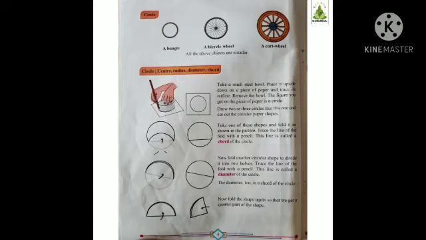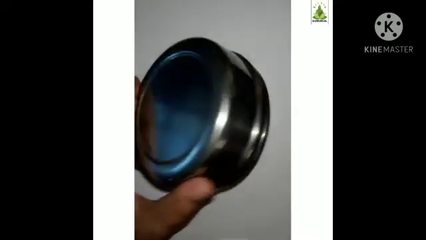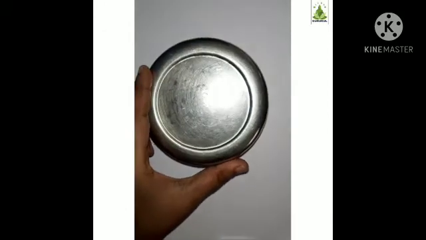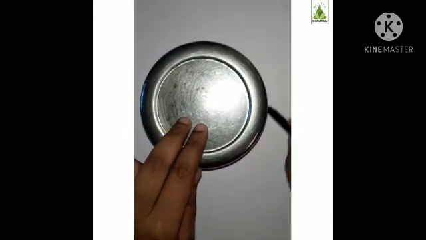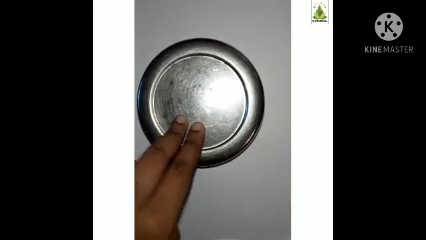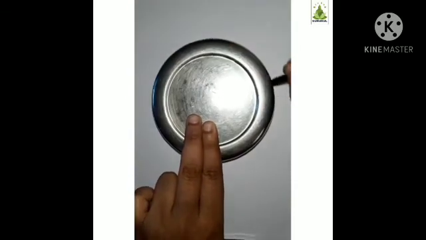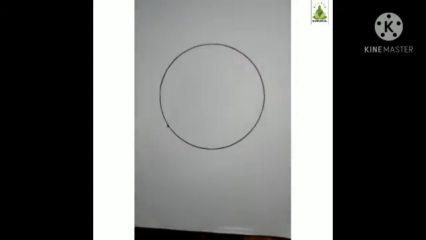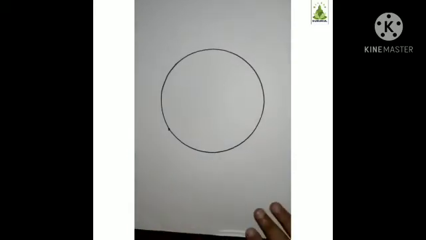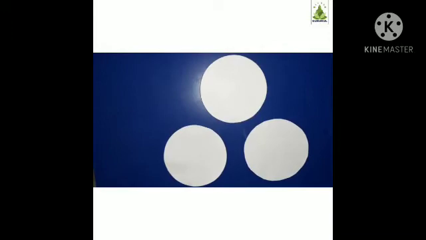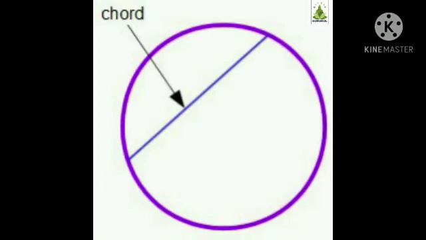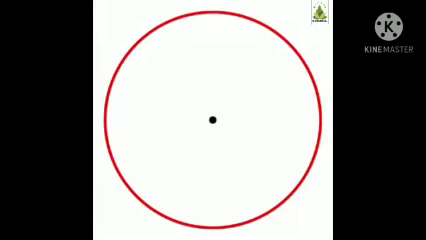So, let's learn more about circle by doing this activity which is given on page number 4. First, take a steel bowl. Place it on paper properly. Draw the outline. This figure you get on the piece of paper is a circle. We require 3 cutouts of this kind of circle to understand chord, diameter, center and radius.